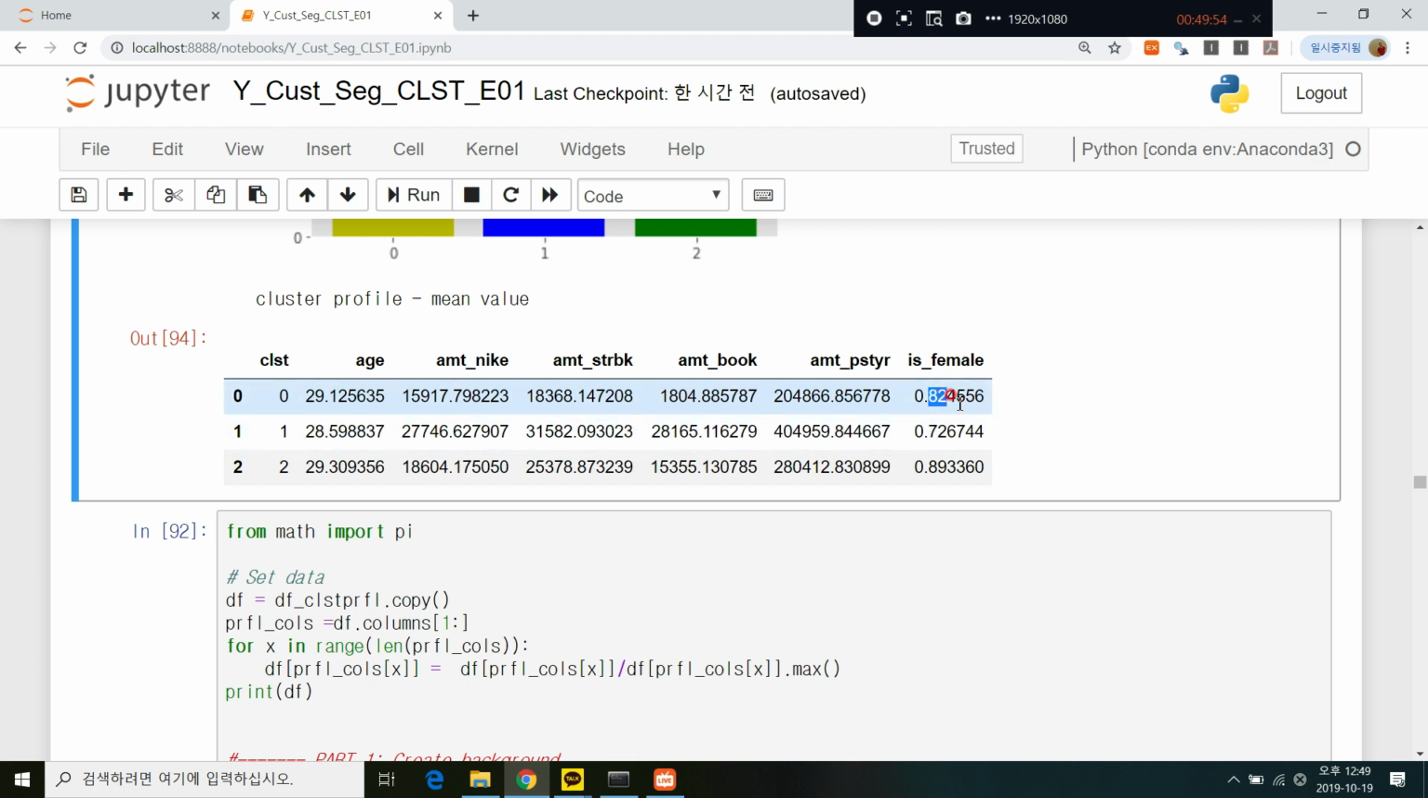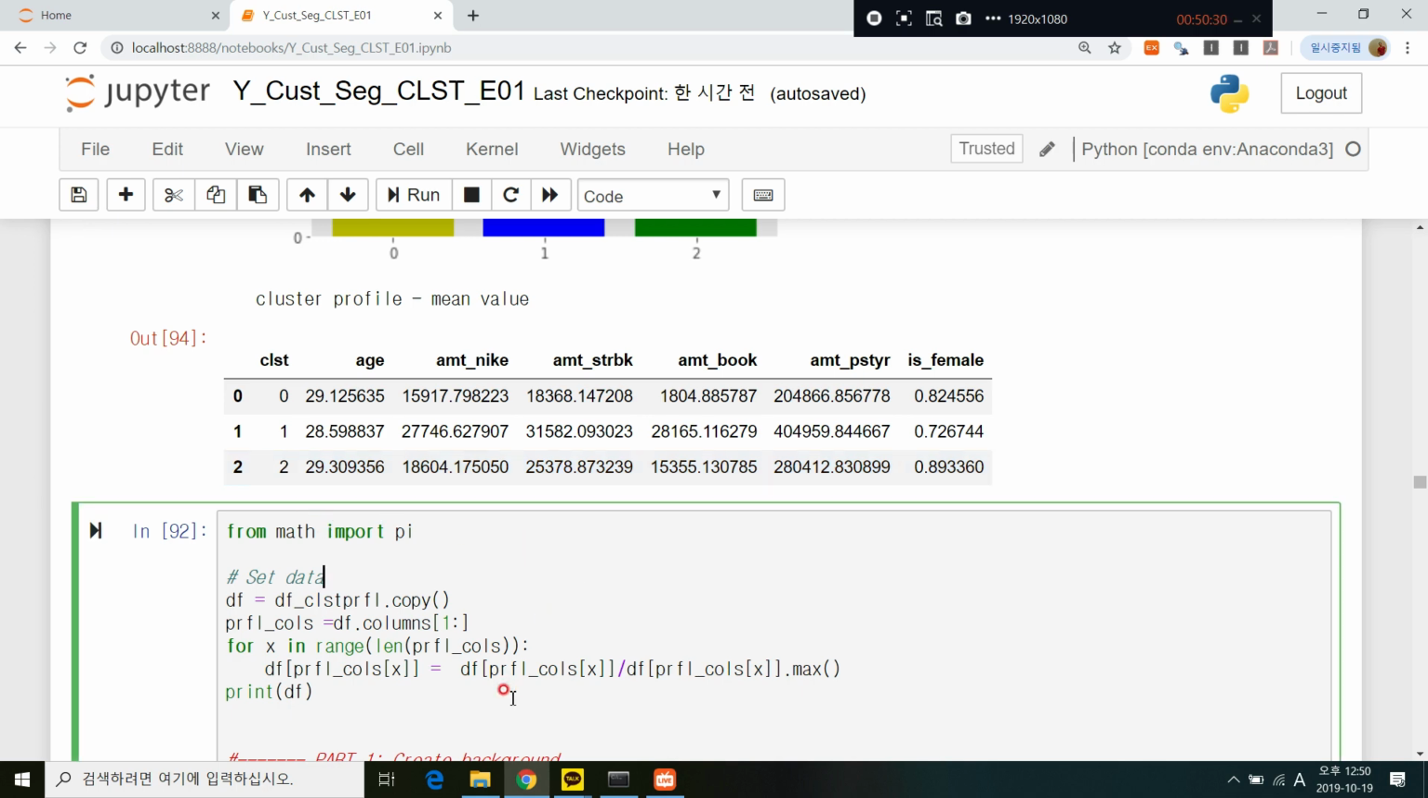So 82% are female in cluster 0, and 72% in cluster 1. There are 72% of the customers in the group who are female. Relatively few females are here, and nearly 90% of customers are female in the quite female-heavy customer group, cluster number 2.